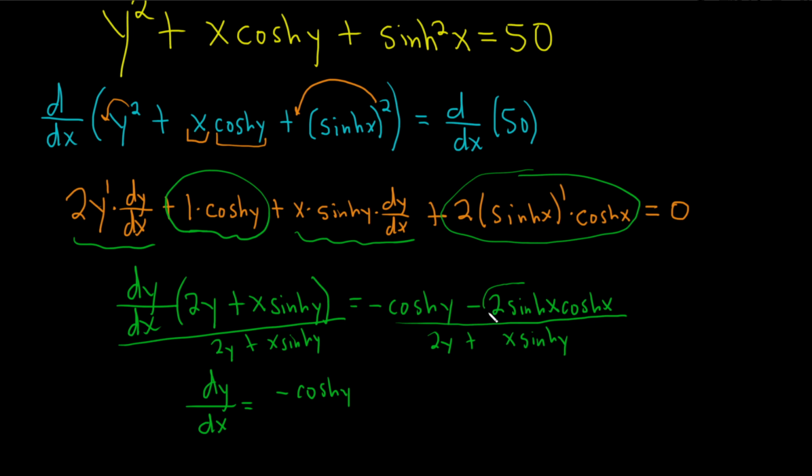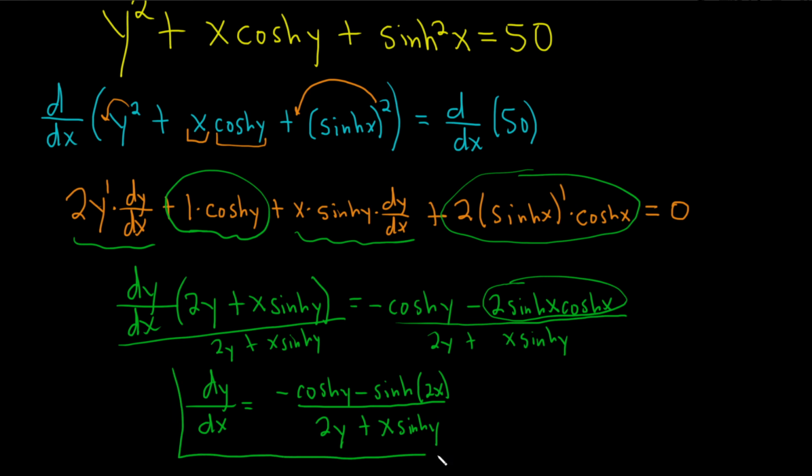And I mentioned this was an identity. Let's go ahead and write it that way. So 2 sinh x cosh x is really sinh 2x. This is minus sinh 2x, kind of an optional step, over, and then we have 2y plus x sinh y. A little bit more work on this one, but not too bad.